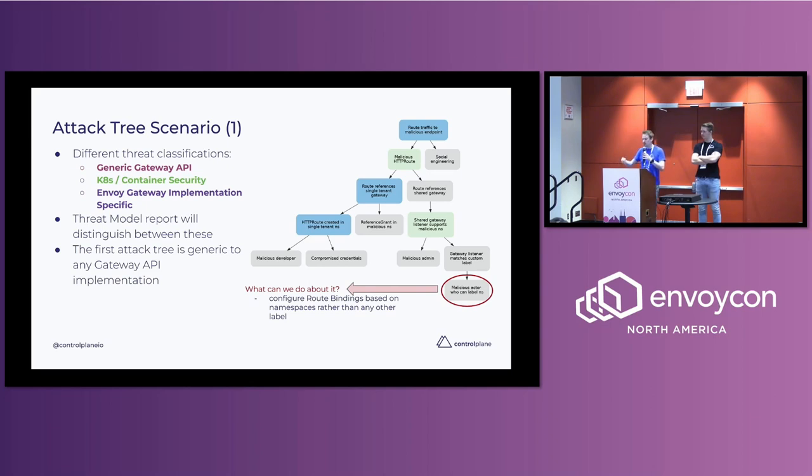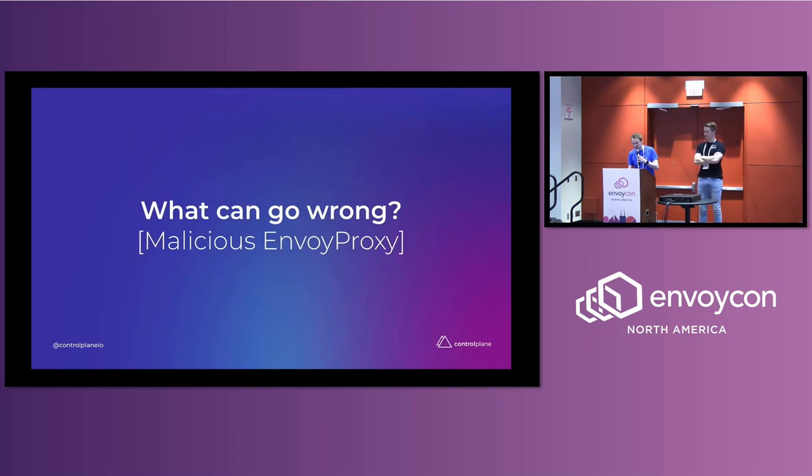We do an attack tree, we derive a control, and we try and cut off one of the branches. So here, we just are very strict about configuring route bindings based on namespace name rather than any other custom label. The namespace name is always going to be there, and it's going to be safe. So again, this comes back to this handshake mechanism protecting us from these risks being realized. Let's look at a more nefarious attack here.